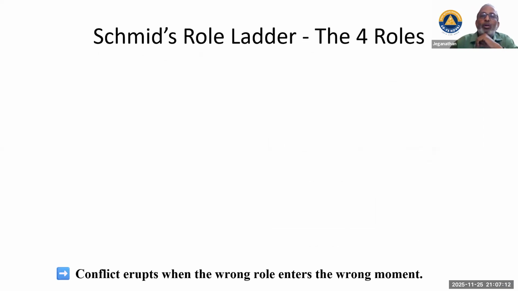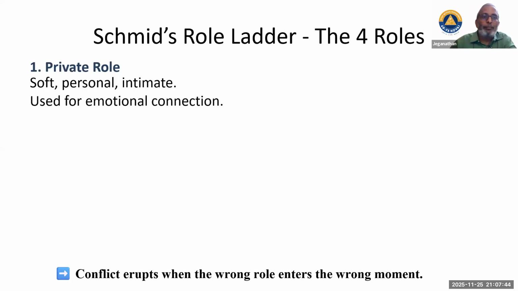So, Smith's role ladder talks about four roles in a family situation. And remember, conflict erupts when the wrong role enters the wrong moment. That is our basic understanding of why there's a conflict in the family. Why I'm telling this again and again is that once we understand the approach we are taking, the point of view, then the four roles which Smith is proposing will be held with a better understanding in our mind.